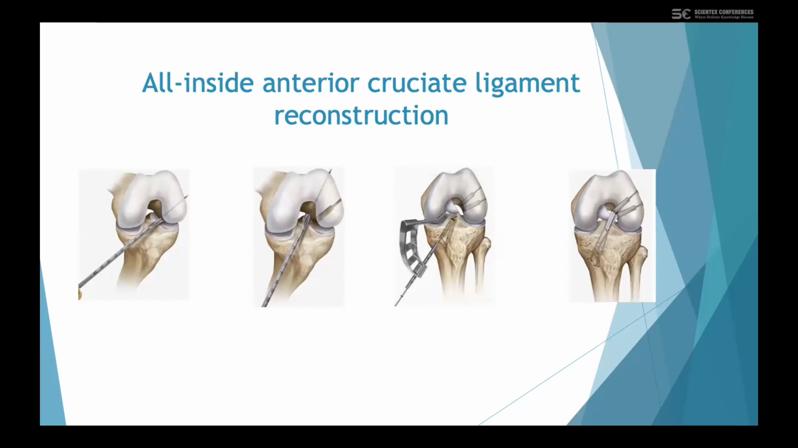First, we need to make the femoral tunnel. Then we put in the tie rope. Then we make the tibial tunnel, and then we put the tie rope in the femoral and tibial tunnels.